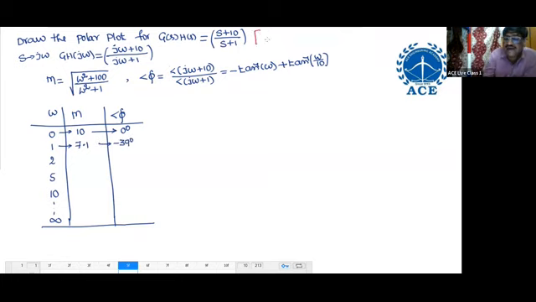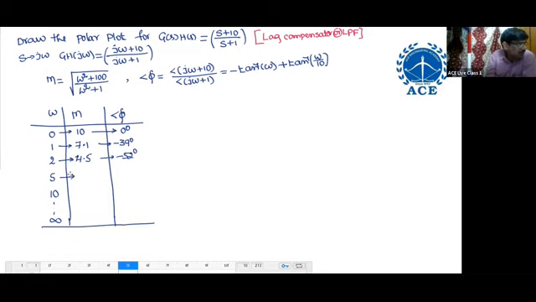It is a lag compensator, or a low pass filter. LPF means low pass filter. Omega 2: magnitude 4.5, angle is minus 52 degrees.